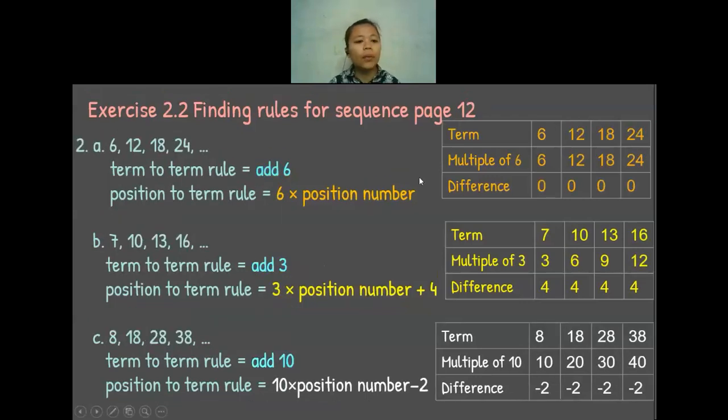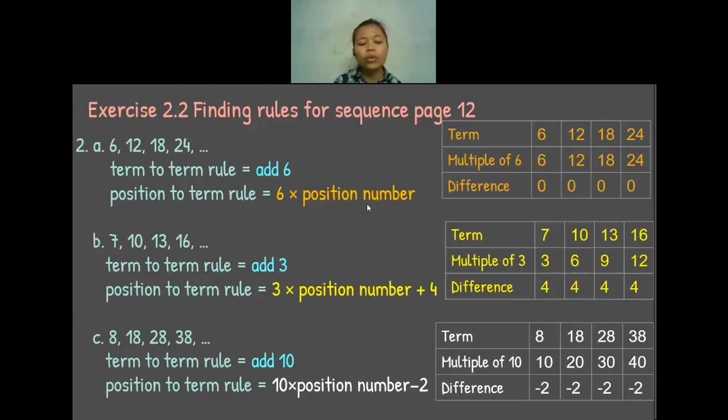For question 2, we don't have to make the table or find the term to term rule first. For finding the position to term rule, it will be better if we find the term to term rule first, and after that we write down the sequence in a table, so it will be easier for us later to find the position to term rule.